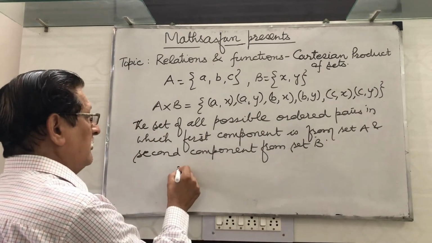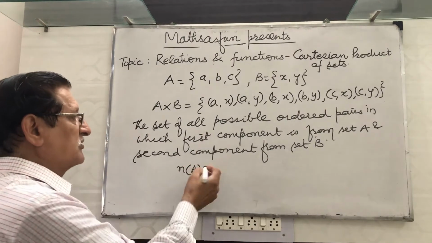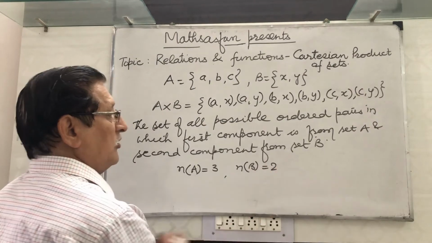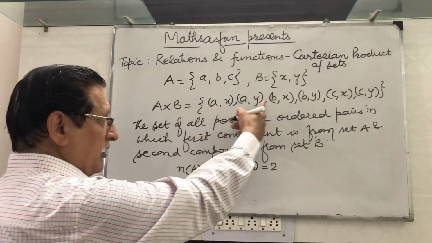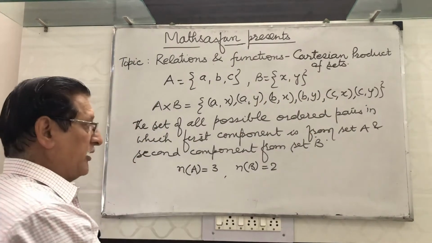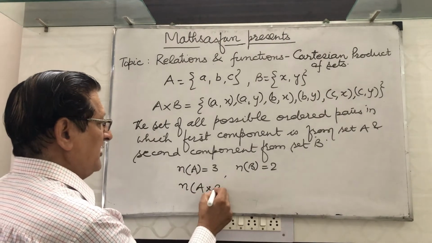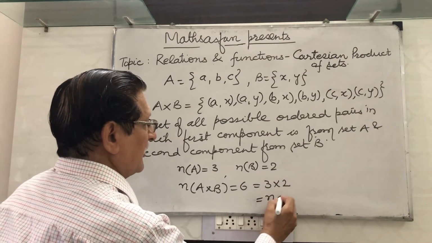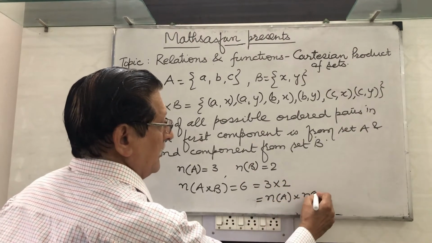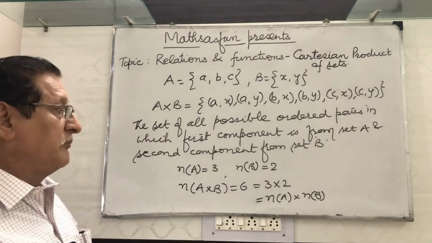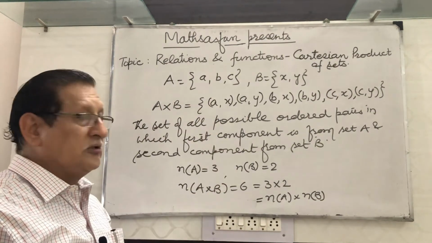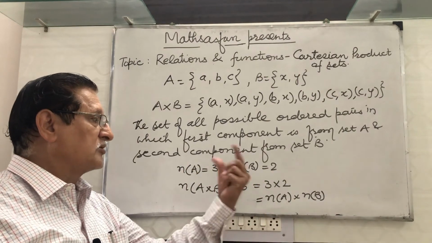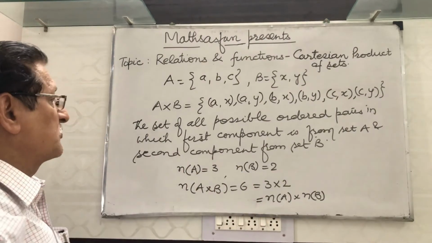Now we can see here n(A), the number of elements in set A, is 3, and the number of elements in set B is 2. What we are finding, if we count all the elements in this, there are 6. It means n(A cross B) is equal to 6, which can be written as 3 into 2, and that we can write as n(A) into n(B). It means the number of elements in the Cartesian product of the sets is equal to the multiplication of the number of elements in the sets. Let's go to the next part of it.